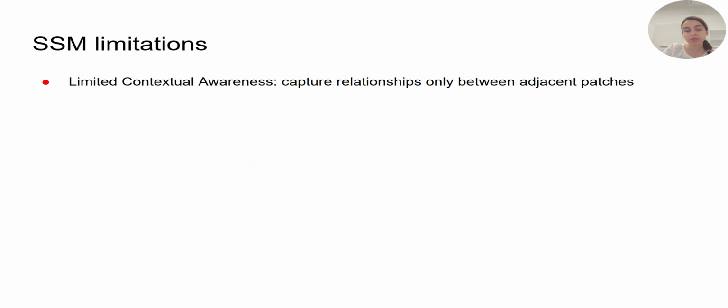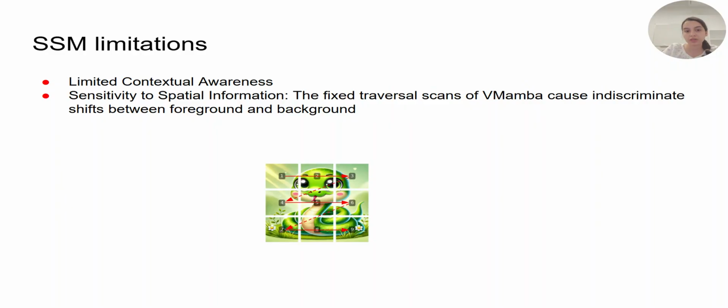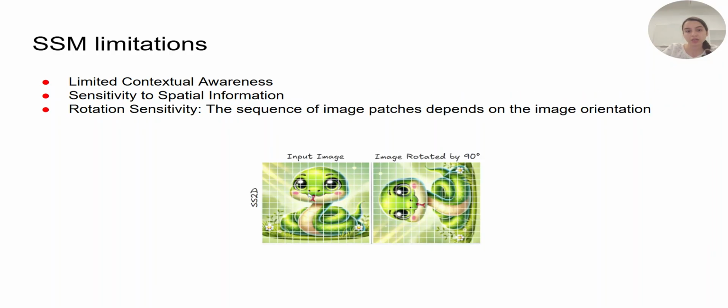But there are some limitations with the current state space model: they have limited contextual awareness. They capture a relationship only between the patches that are adjacent to each other, and they are really sensitive to spatial information. The fixed traversal scan jumps between foreground and background multiple times, and also they are sensitive to rotation. The sequence of image patches depends heavily on the image orientation.